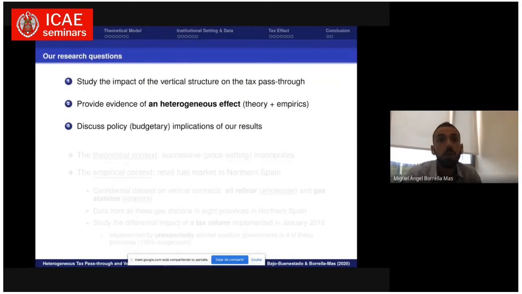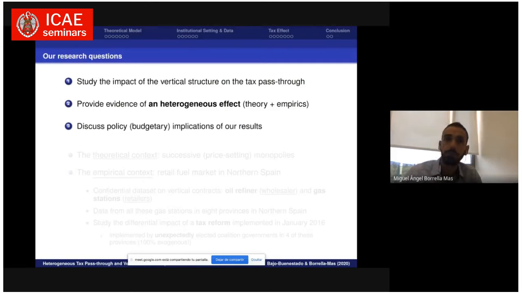So in this paper, what we try to do is to fill this gap in the literature by exploring the novel question of the impact of the vertical market structure on the pass-through of taxes onto consumer prices. We do it by providing evidence of a heterogeneous effect, both using the theory and empirics. And at the end of the paper, we also discuss some policy and, in particular, some budgetary implications of our results.